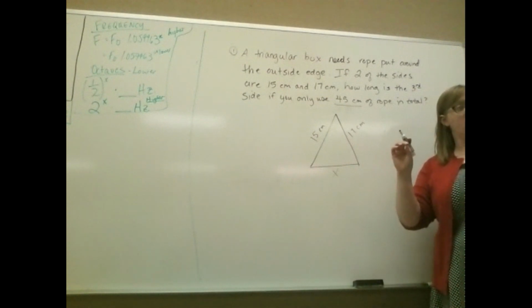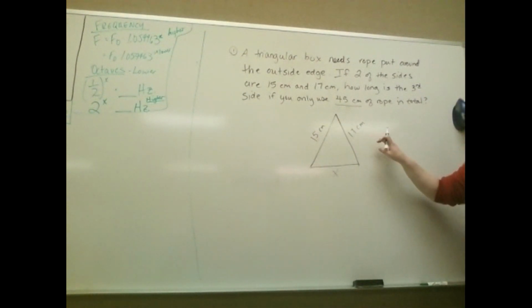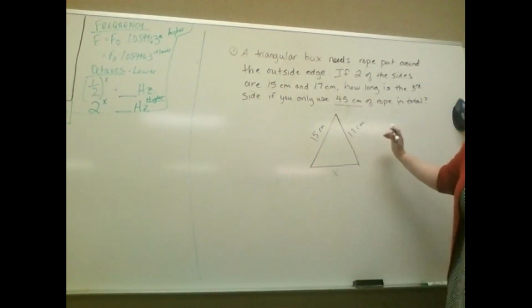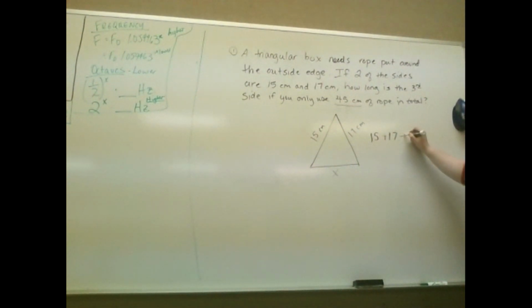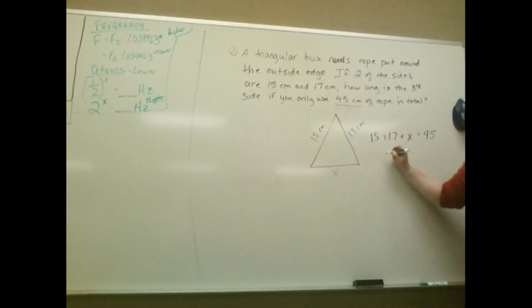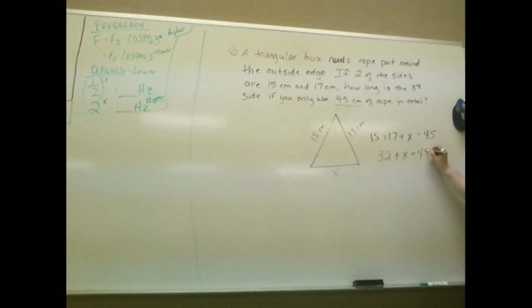But we know that in order to find a perimeter, we add up the lengths of all the sides. So I'm going to go ahead and set up an equation or a function like we talked about last week, or no, Tuesday, to figure it out. So we know the perimeter is 15 plus 17 plus x equals 45. We know the perimeter must be 45. So now we're going to add our numbers together here, which gives us 32. So 32 plus x equals 45.